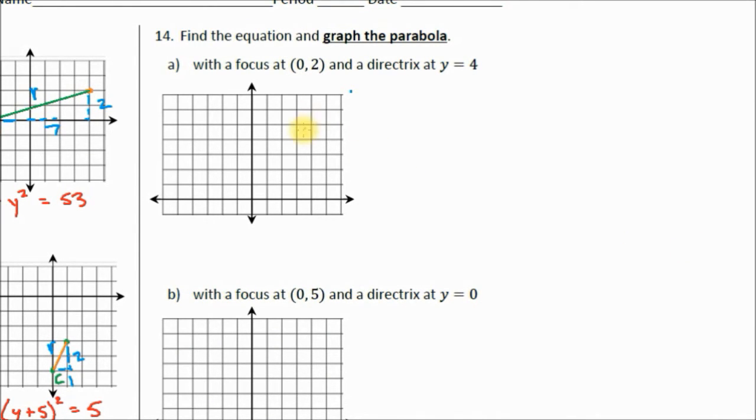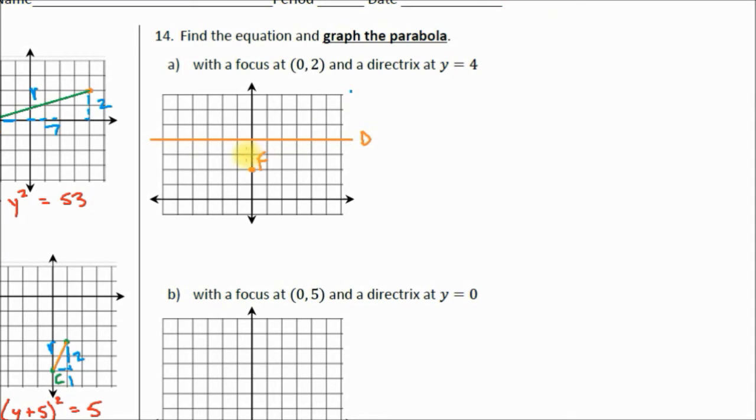Find the equation and graph the parabola with a focus at 0, 2 and a directrix at y equals 4. All right, let's go ahead and plot this. 0, 2, there is our focus. Directrix at y equals 4: 1, 2, 3, 4. So here is our directrix. Let's go ahead and label that as D.